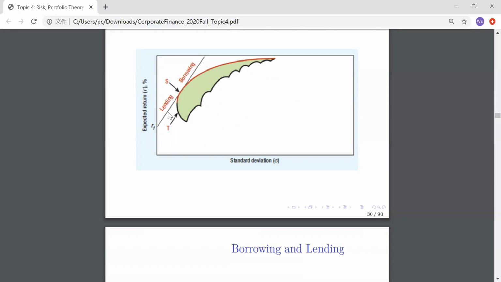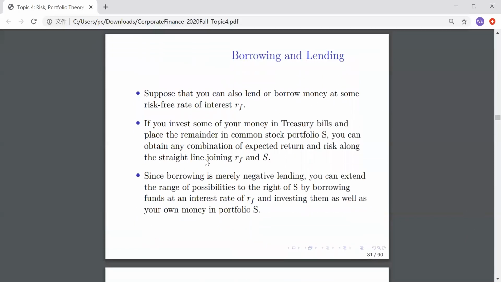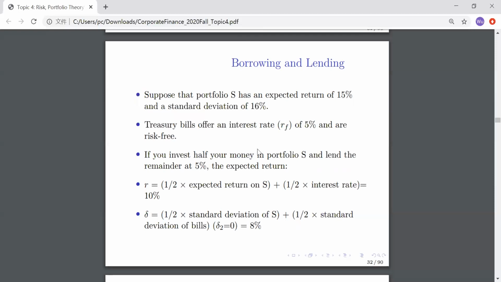So what I said earlier is that you initially can do lending. You allocate between the risk-free asset and the common stock portfolio. Now you can allocate nothing to the risk-free asset and borrow more money to invest in this common stock portfolio. Of course, it will be more risky, that's for sure. So suppose that this portfolio has expected return 15% and standard deviation 16%. The Treasury bill gives you 5%. Suppose you invest half the money in S and half in the risk-free asset, which gives you return 5%. You can calculate the expected return, which is the weighted average of the returns from portfolio S and the risk-free asset. That is 10%, and the standard deviation is 8%.